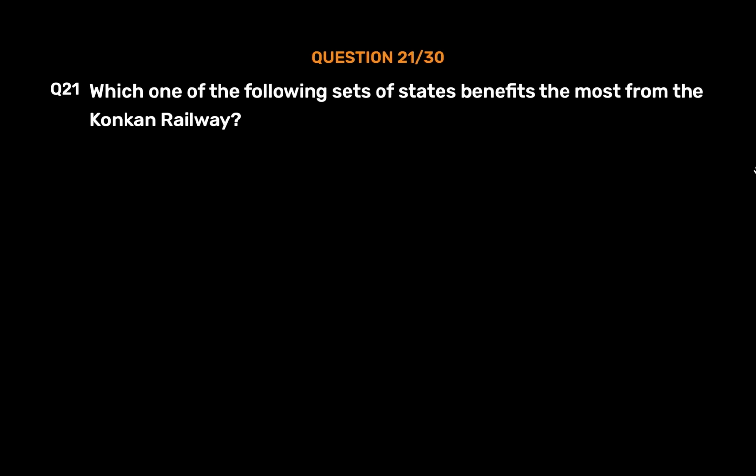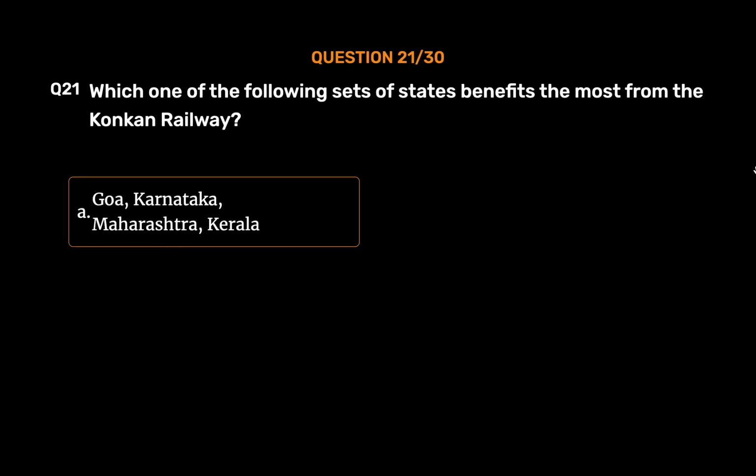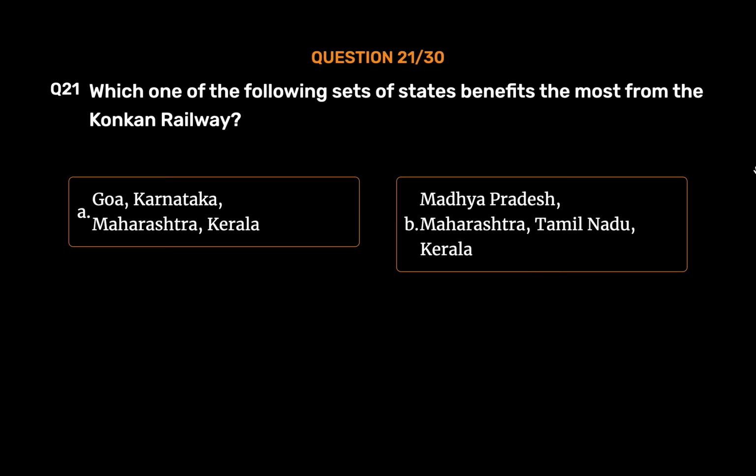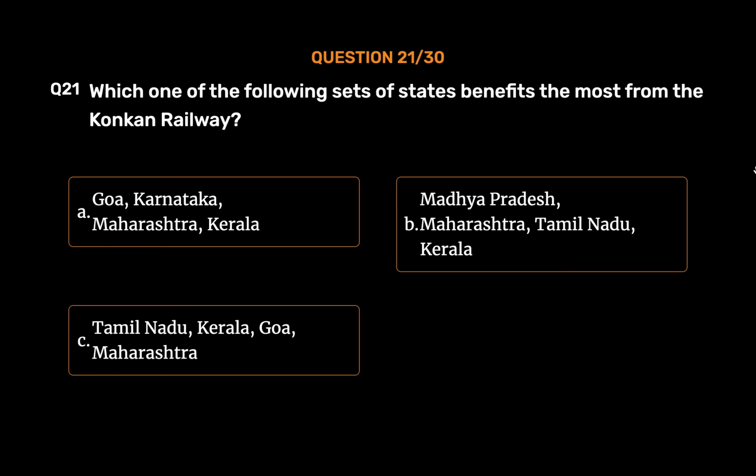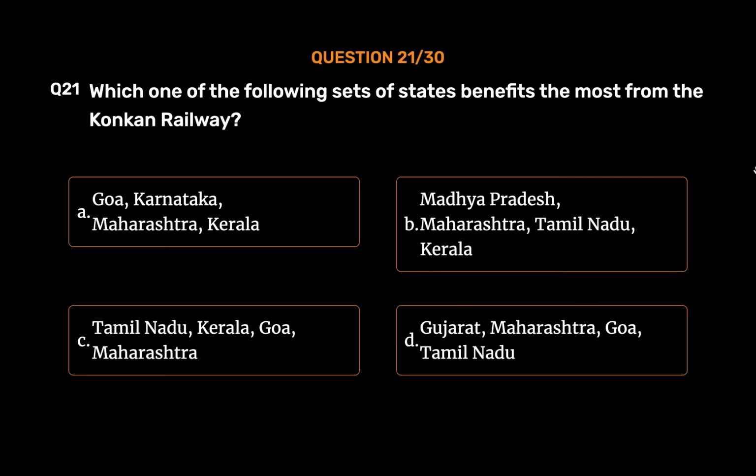Question number 21. Which one of the following sets of states benefits the most from the Konkan Railway? Option A. Goa, Karnataka, Maharashtra, Kerala. Option B. Madhya Pradesh, Maharashtra, Tamil Nadu, Kerala. Option C. Tamil Nadu, Kerala, Goa, Maharashtra. Option D. Gujarat, Maharashtra, Goa, Tamil Nadu. The correct answer is Option A.